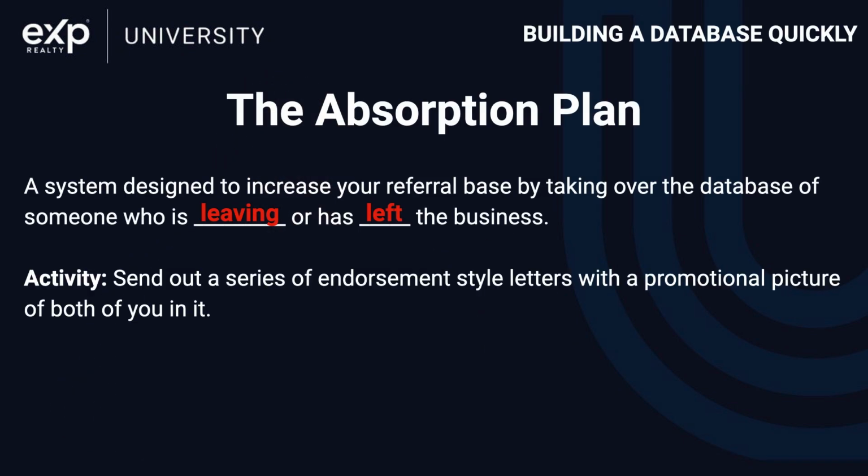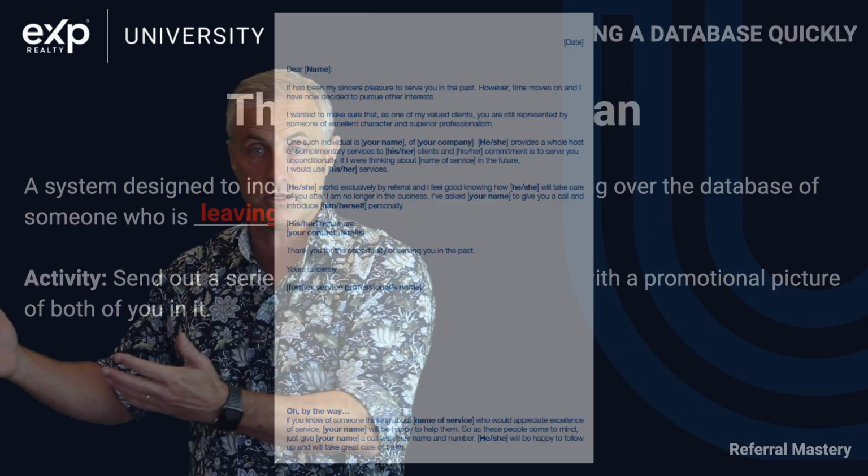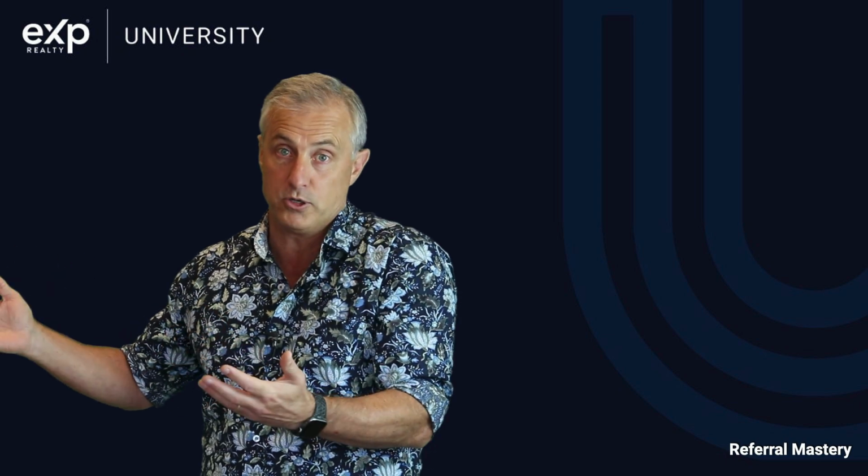So here's the activity. Send out a series of endorsement style letters with a promotional picture of both of you in it. The letter is in your workbook. As you read through that letter, you're going to see who is the sender. The sender of the letter is the agent who is leaving or has recently left the industry. You're still in touch with them and they're open to doing this.